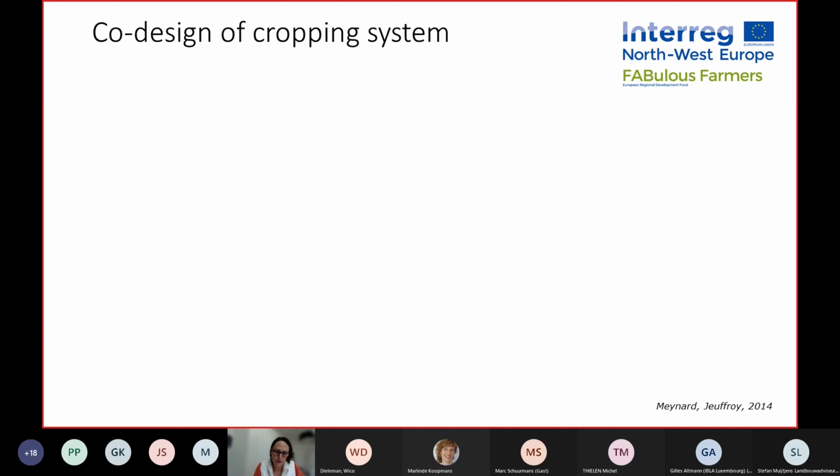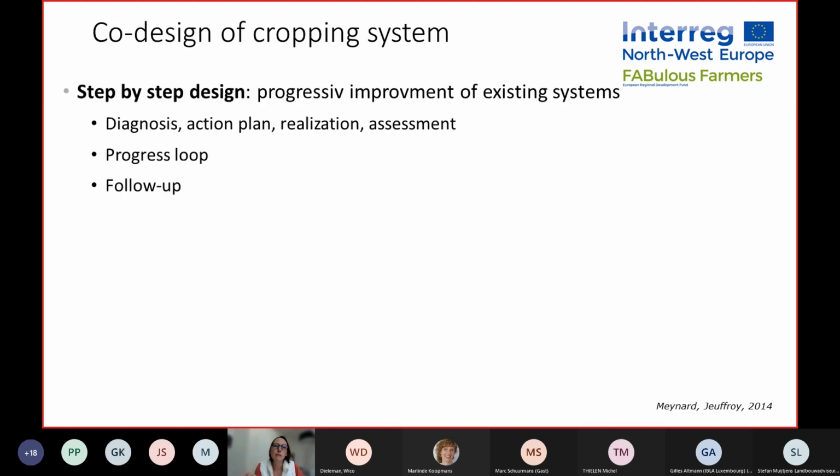Usually for the design of cropping systems, we use the step-by-step design, which is a progressive improvement of existing systems with different steps, even if some of them are implicit. We have a diagnosis, an action plan, first realization often on small areas, one field, for example, and then assessment, and it's a progress loop. This reflection is conducted by farmers on their own and also between farmers and advisors.